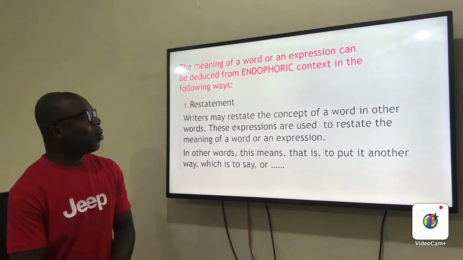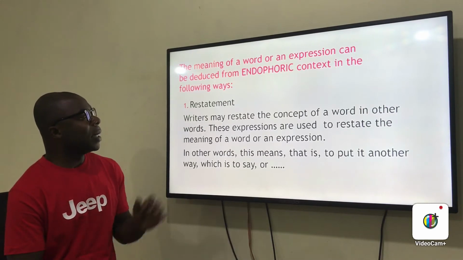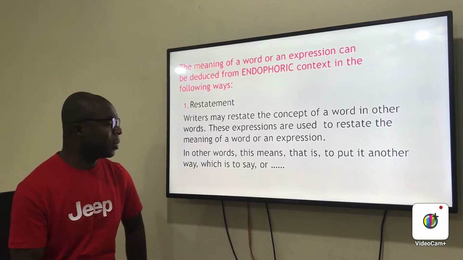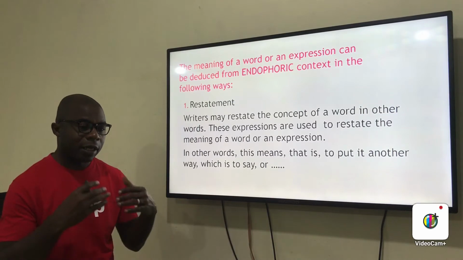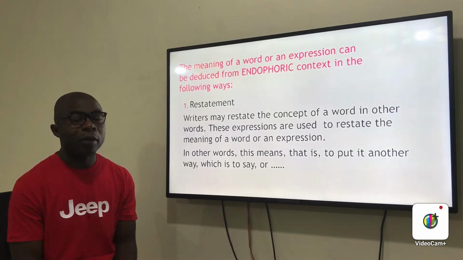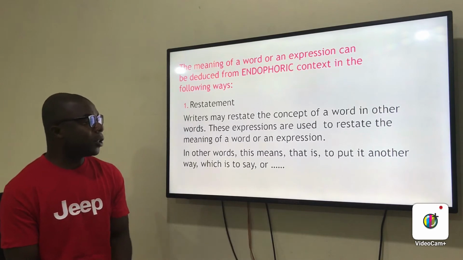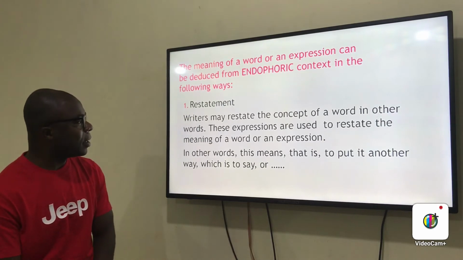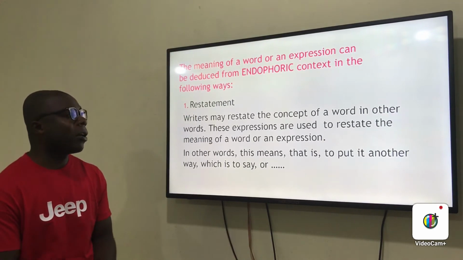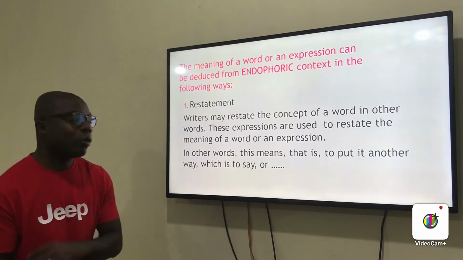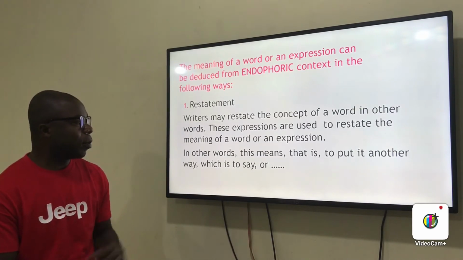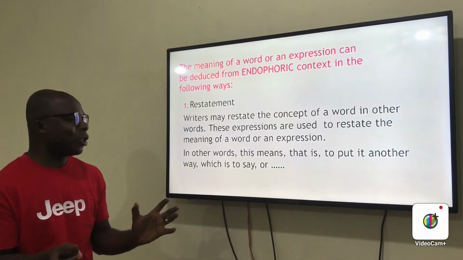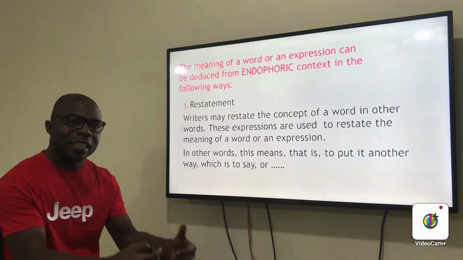So the meaning of a word or an expression can be deduced from endophoric context in the following ways. There's quite a number of ways, but we're going to look at just a few as a guidepost for you to be able to build upon this knowledge. So some writers use what we call restatement. Writers may restate the concept of a word in other words, so you'll be able to understand what that word is.